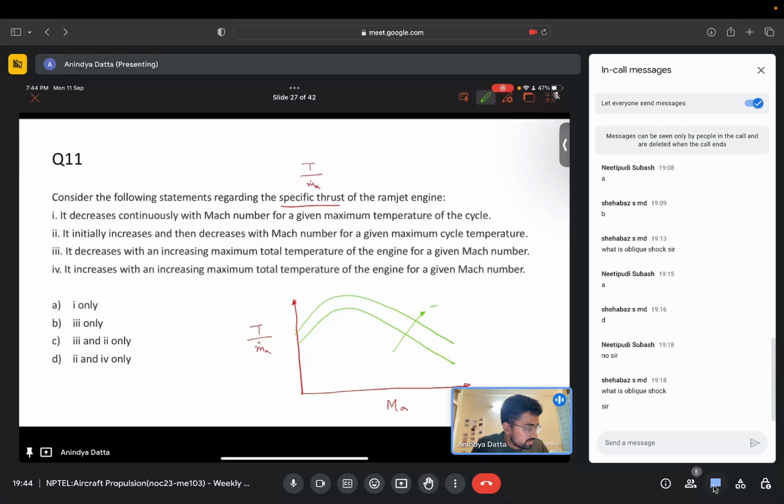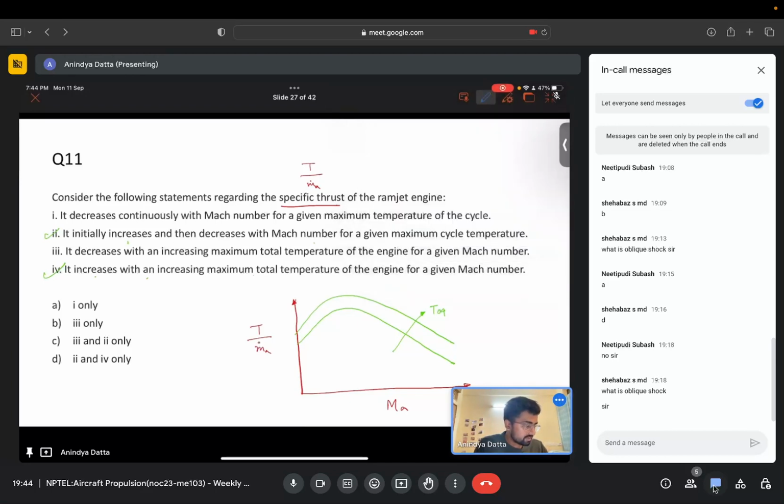Okay, so each curve is at a constant value of T04. If you increase T04, the curve shifts upwards. So if you refer to this curve, statement 2 is right. It initially increases and then decreases with Mach number for a given maximum cycle temperature. And statement 4 is correct. It increases with increasing maximum total temperature for a given Mach number.